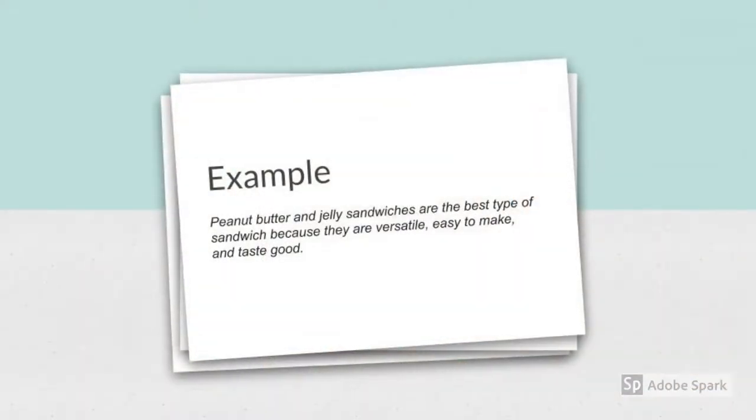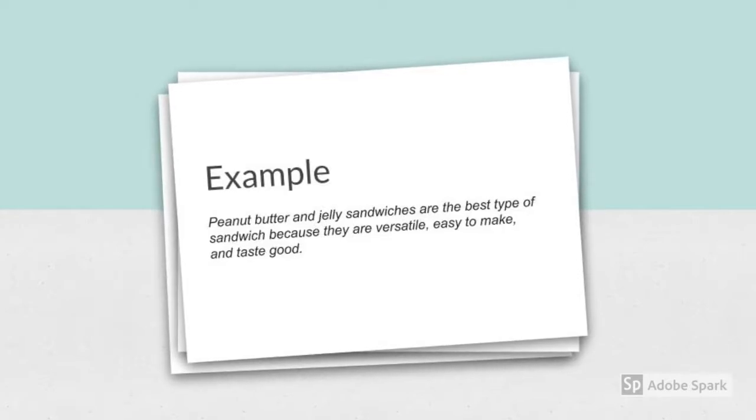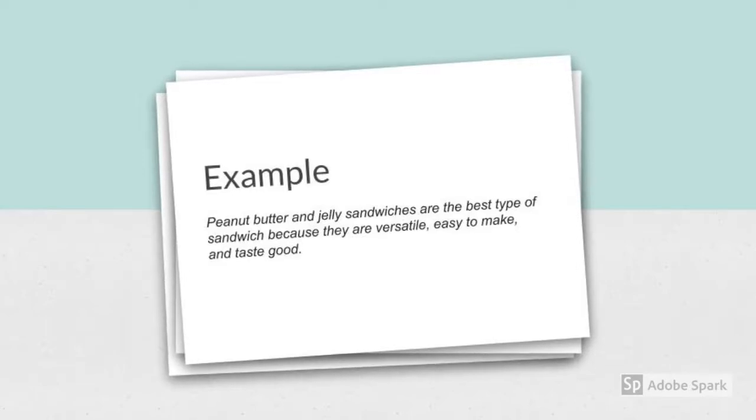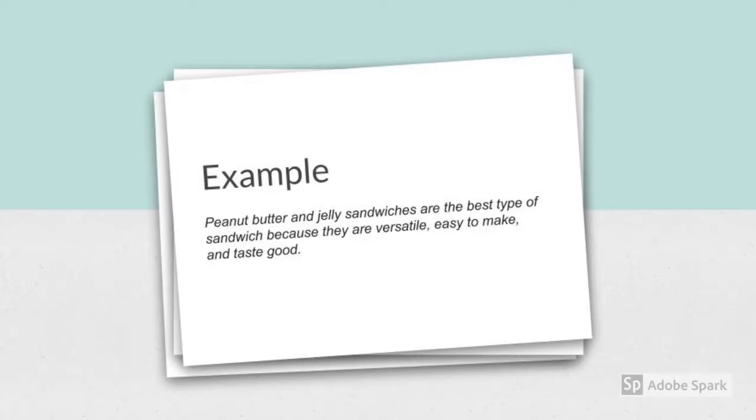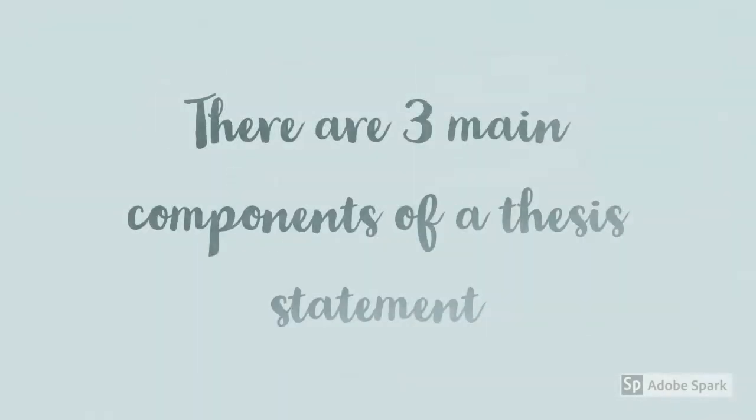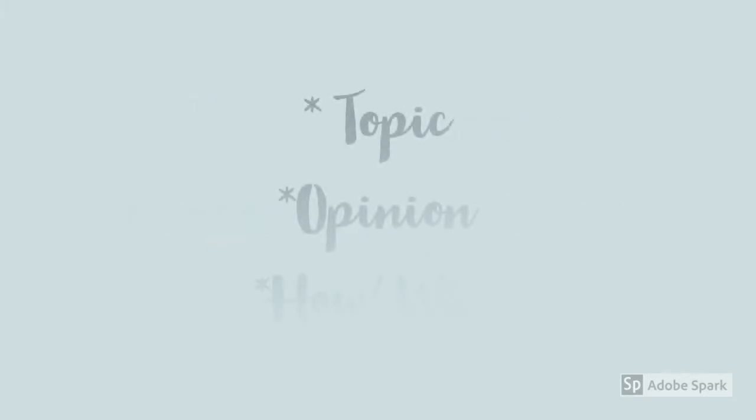Here's an example. If I'm writing a paper about sandwiches and why I think peanut butter and jelly sandwiches are the best, my thesis statement might look something like this. Peanut butter and jelly sandwiches are the best type of sandwich because they are versatile, easy to make, and taste good. As you can see, your thesis statement can be about just about anything, but it needs to have three main components.